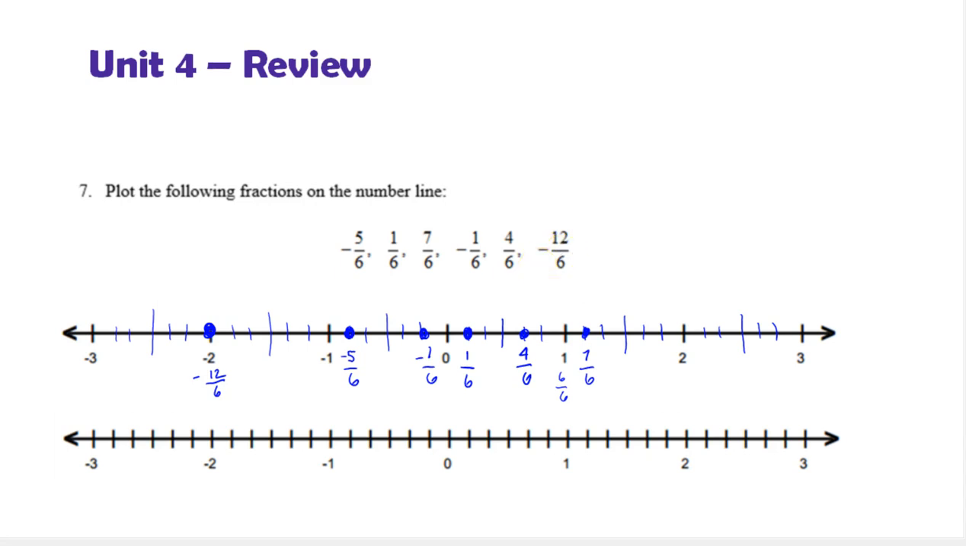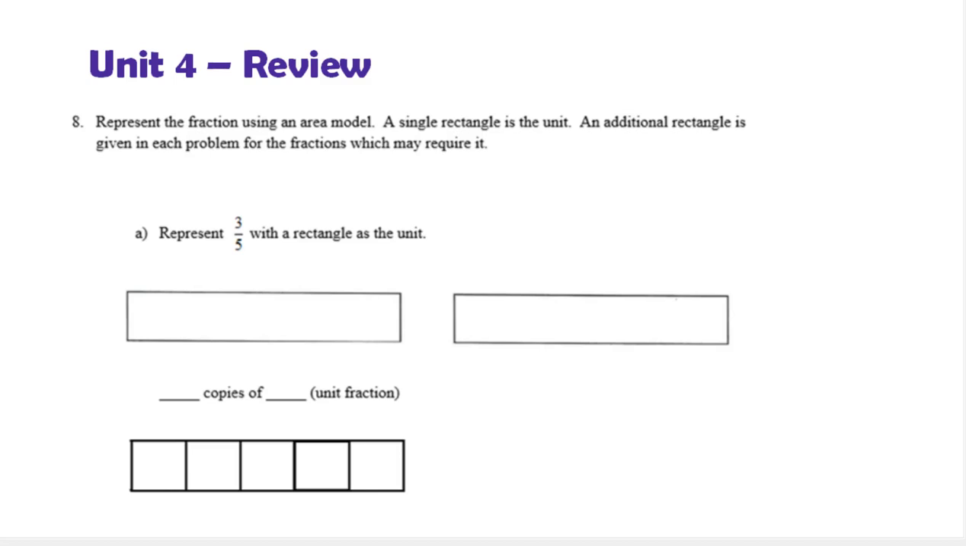Let's look at the next one. Represent the fraction using the area model. A single rectangle is the unit. An additional rectangle is given in each problem for the fractions that may require it. So we've already done this with a unit fraction. Now we're going to do this with 3/5. So 3/5 is not a unit fraction. A unit fraction is when the numerator is 1.